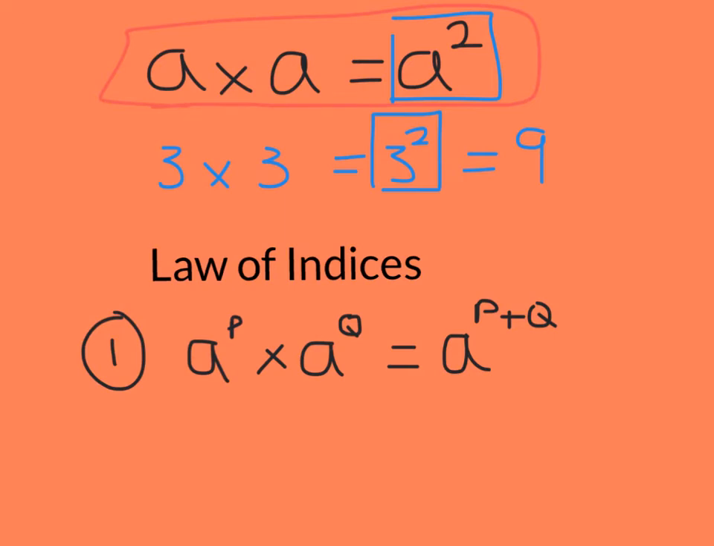Now that might seem a little bit complicated, but let's just look at our example up here. So in our red example above, we had a multiplied by a gave me a squared. But if I look at my law here, what does that mean p and q is in this example? What it means is that p here is 1 and q is 1. So that when I add both my powers together, I get 1 plus 1, which we know is equal to 2. This is the exact same for this situation here with 3 multiplied by 3. 3 has a power of 1, 3 has a power of 1. When I add them together, I get 3 to the power of 2.